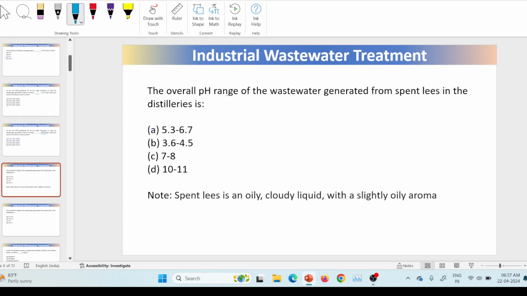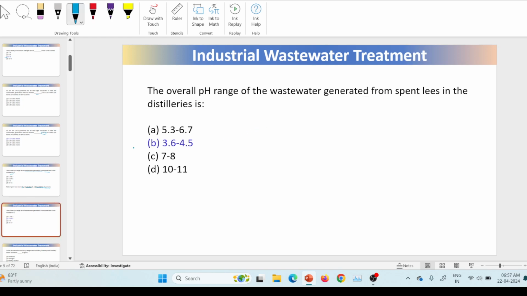The overall pH of the wastewater generated from spent lees in the distillery. So spent lees is an oily, cloudy liquid with a slightly oily aroma. So the pH is very low, around 3.6 to 4.5.